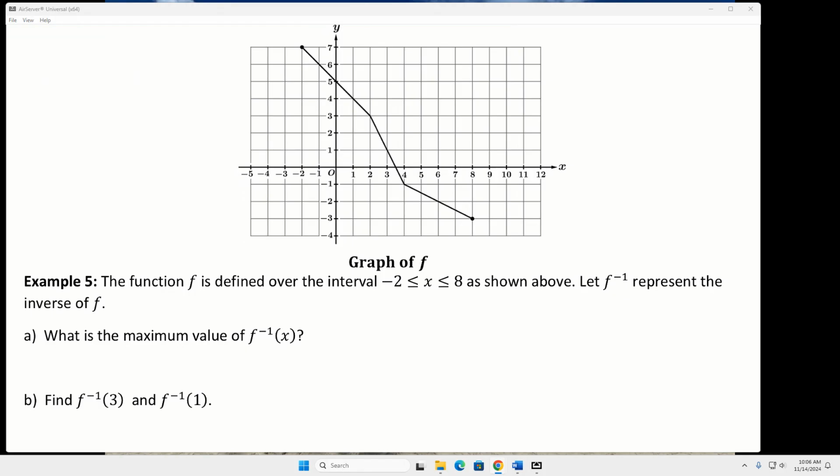Okay, so f is an invertible function where x is from -2 to 8, and we're going to answer some questions about the inverse of f. And so we want to find the maximum value of the inverse. What I would do, if I just want to use f, is find the maximum of the domain of f. So what is that going to be? 8. So the maximum of the domain of f is going to be the maximum of the range of f inverse.